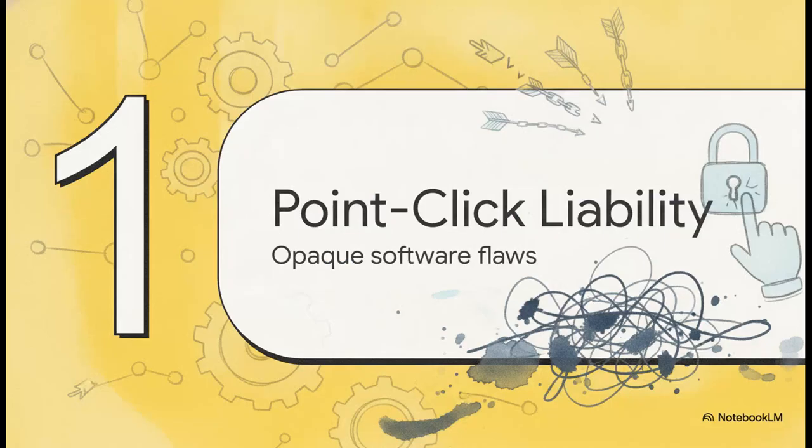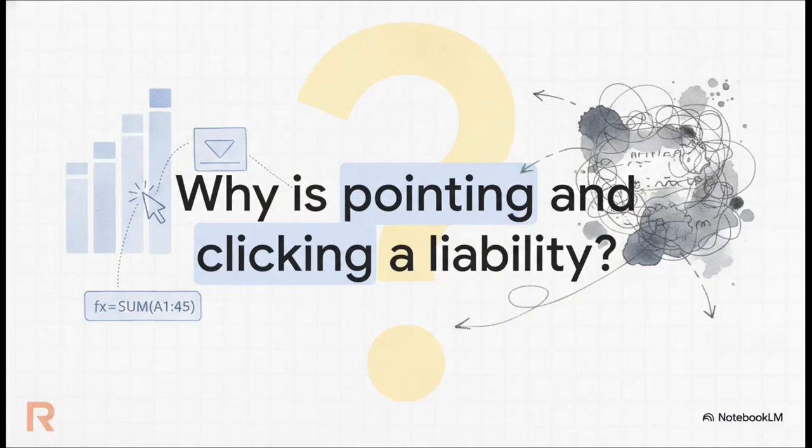Okay, let's kick things off with Section 1, the point-and-click liability. We really need to explore why traditional software might actually be holding your research back. So why exactly is pointing and clicking a liability? I want you to think critically about what's actually happening under the hood when you just push buttons in a program like, say, Excel or SPSS. You know the drill. You highlight a column, you click a drop-down menu, you apply a formula. But what is the software actually doing behind the scenes?